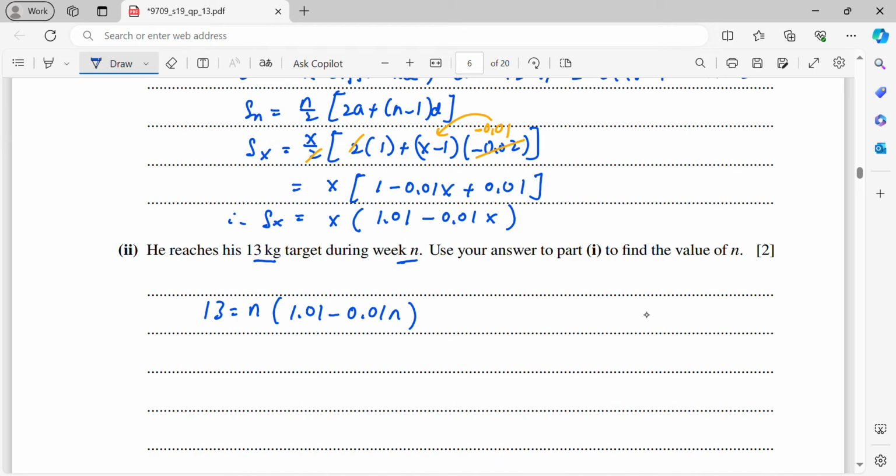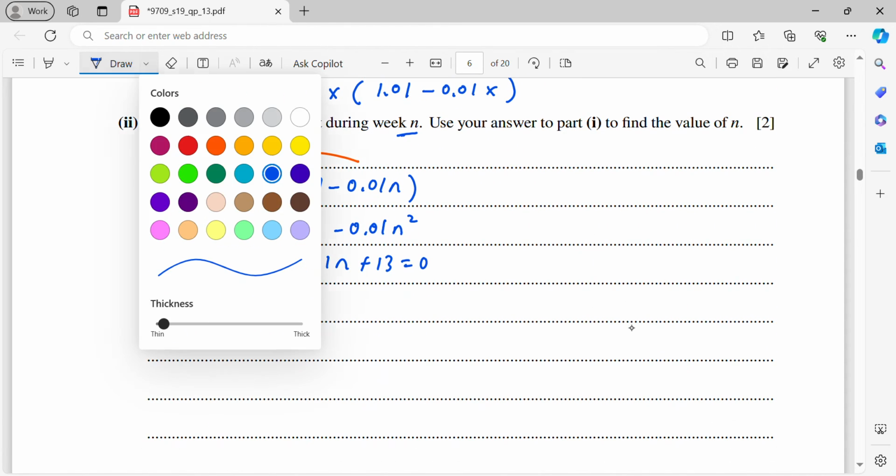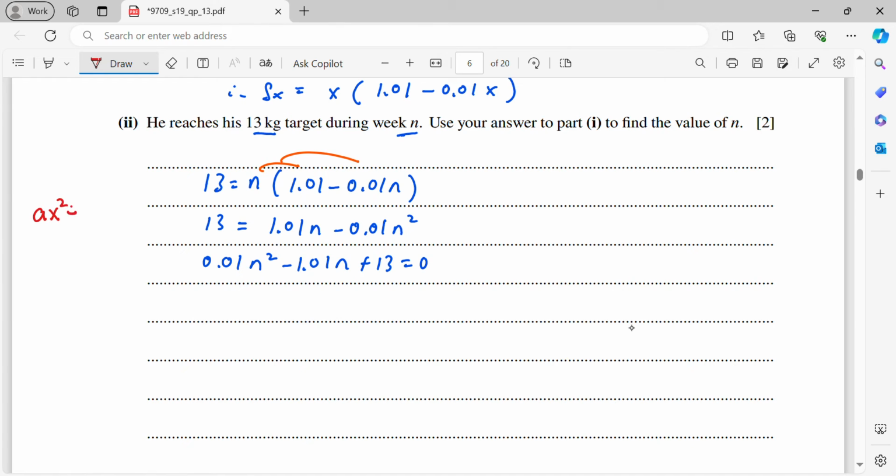So now to solve this, I will just do expansion. So just times in first. You will be getting 1.01 n minus 0.01 n squared equals 13. And move all the terms to the right side. Then I will get 0.01 n squared minus 1.01 n plus 13 equals 0. Now, from here, this is a quadratic equation. So, solve ax squared plus bx plus c equals 0, and solve this using the quadratic formula. That is x equals minus b plus minus the square root of b squared minus 4ac, over 2a.